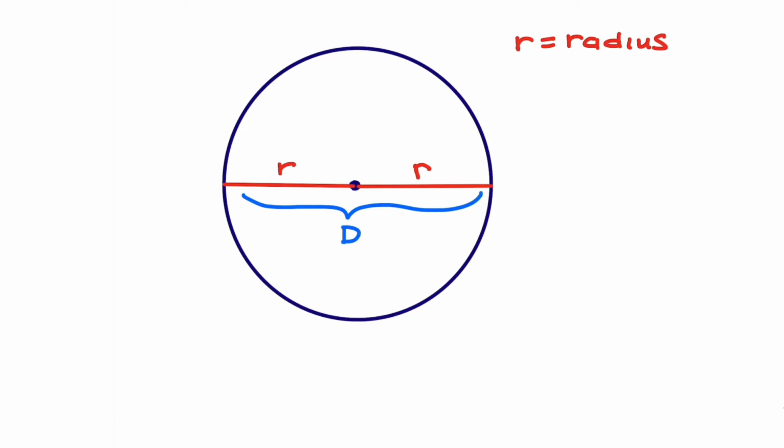A circle is the locus of points equidistant from a single point. Its radius is the distance from the center to the edge. A chord drawn from any point on the circle through the center to the other side is called the diameter.